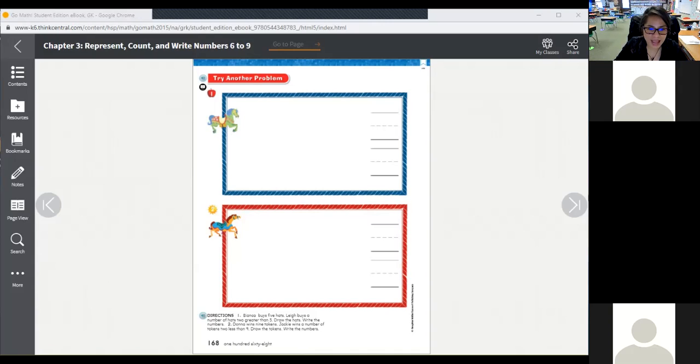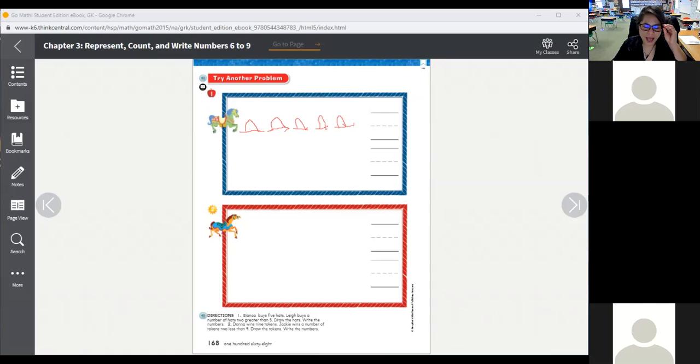So let's draw 5 because she bought 5. So there's 1 hat, 2 hats. So everybody should be doing this with me. 3 hats, 4 hats, and 5. So she bought 5 hats. That's what Beth said. Bianca bought 5.